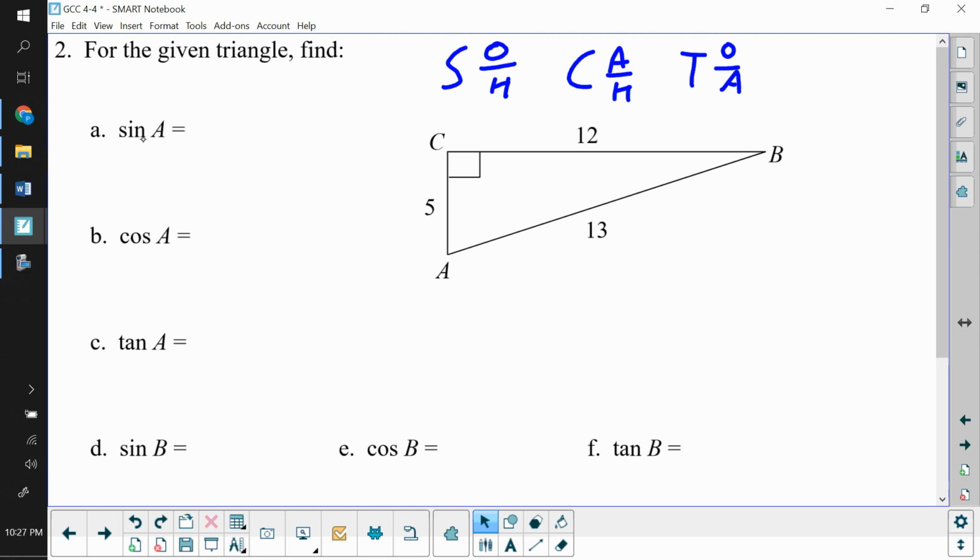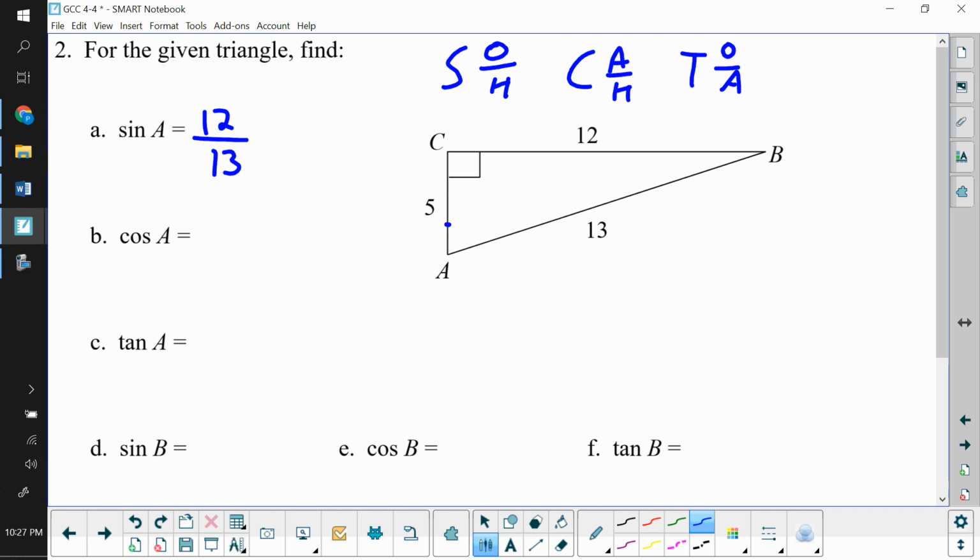SOHCAHTOA. So we want to do sine of A. That means A is our reference acute angle. For sine, we do opposite over hypotenuse. From A, our opposite is 12, so we'll put 12 in the numerator. Our hypotenuse is here, so we'll put 13 in the denominator. And that's it. Sine of A is just 12 over 13 because it is the opposite side over the hypotenuse side. And it's all in relation to the angle they tell you.